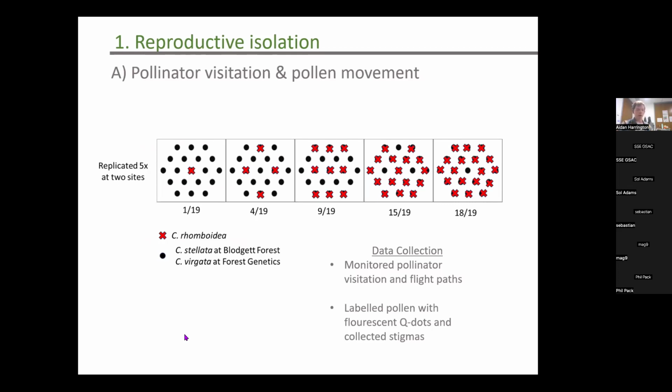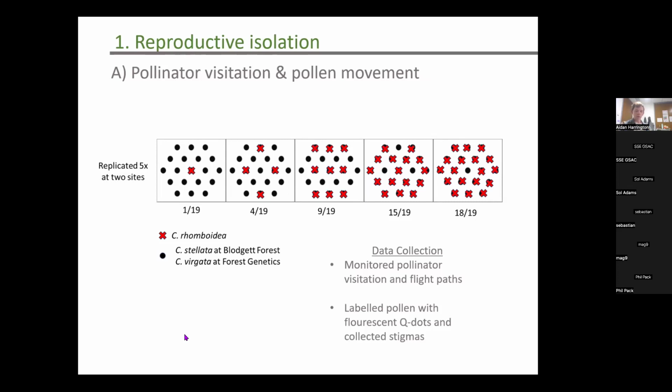So what I did essentially is at two different sites, which were Blodgett Forest Research Station and the Institute for Forest Genetics, I set up these replicated arrays where I had 1, 4, 9, 15, and 18 inflorescences of Clarkia rhomboidea paired with the diploid found at that site. So at Blodgett Forest, the arrays were composed of rhomboidea and stellata. At Forest Genetics, the arrays were composed of virgata and rhomboidea. And I monitored pollinator visitation and flight paths in these arrays.